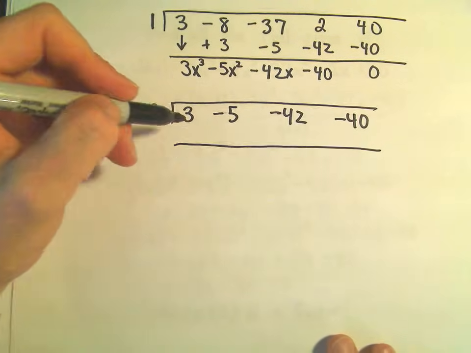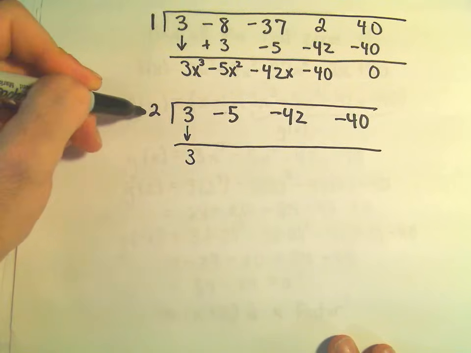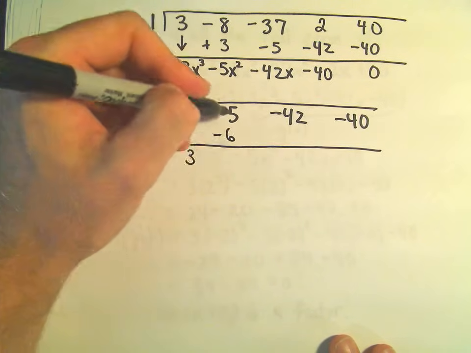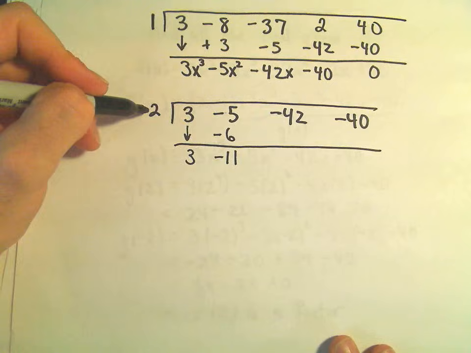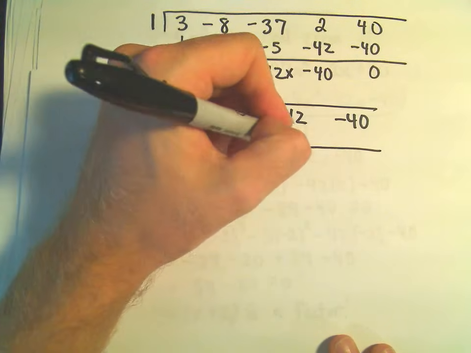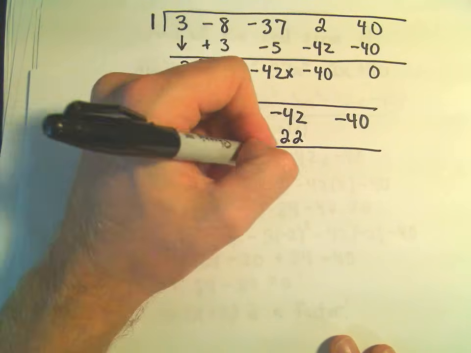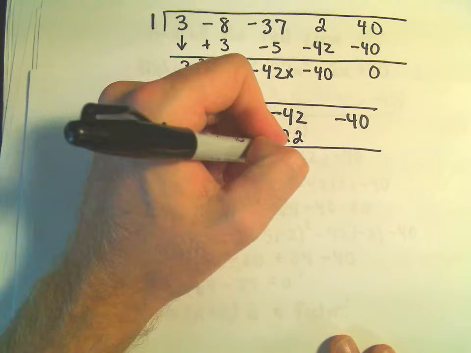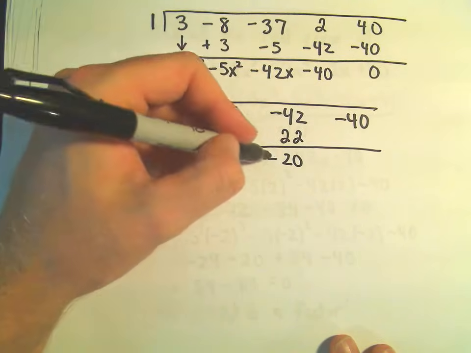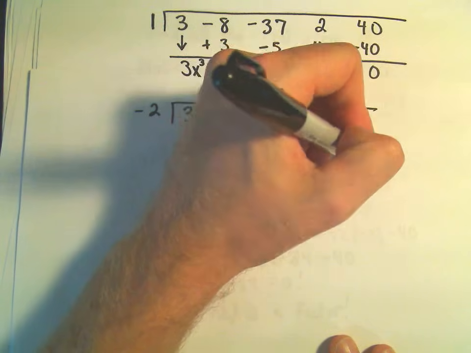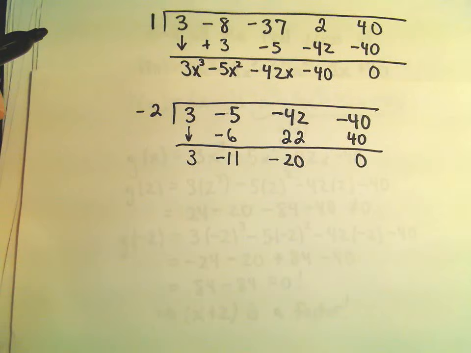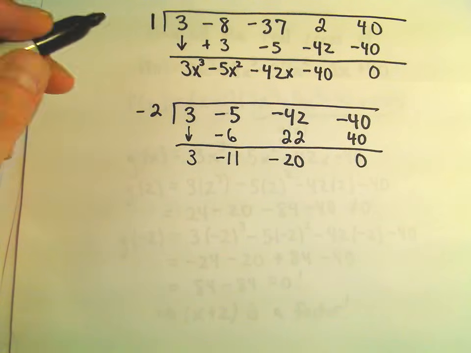Let's be careful with our arithmetic, so we just drop down the 3. Negative 2 times 3 is negative 6. If we add, we get negative 11. Negative 2 times negative 11 is positive 22. Again, if we add, we get negative 20. And negative 2 times negative 20 is positive 40. If we add, we get our remainder of 0, just like we should get.